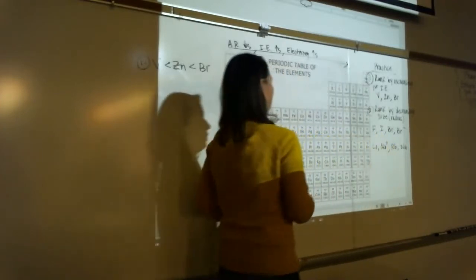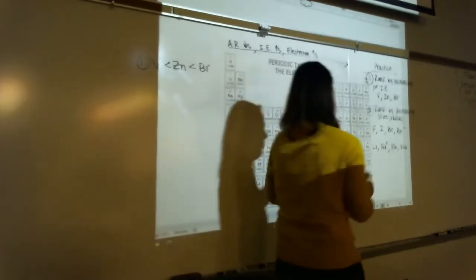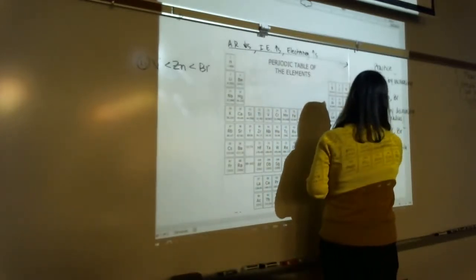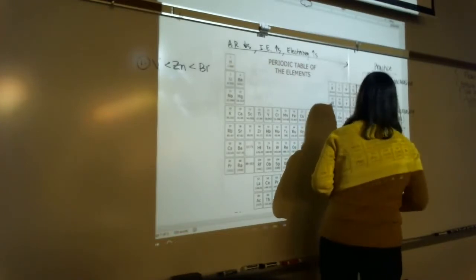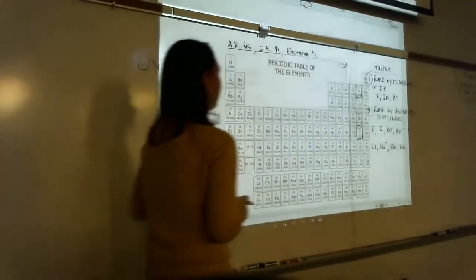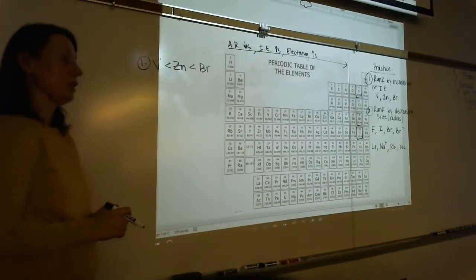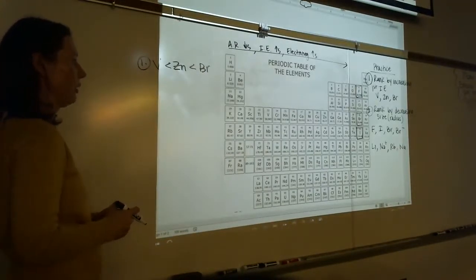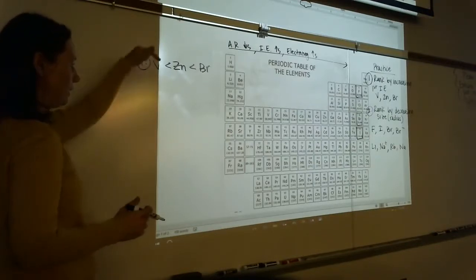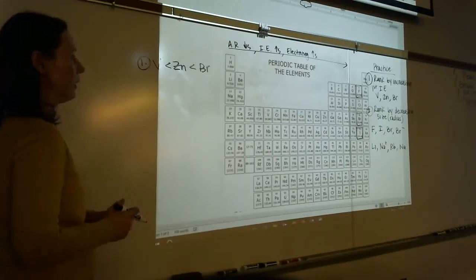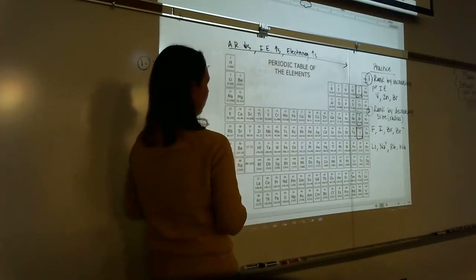All right, now let's do rank by decreasing radius. So we've got fluorine, we've got iodine, we've got bromine, and we've got bromide. So by decreasing size, what goes first? If it's decreasing size, who goes first? The biggest. And what happens to radius going down a group? It increases. Okay, so of these ones, who is the smallest?